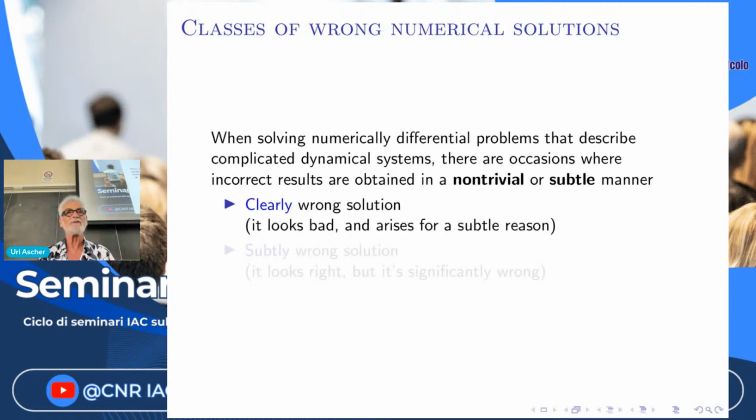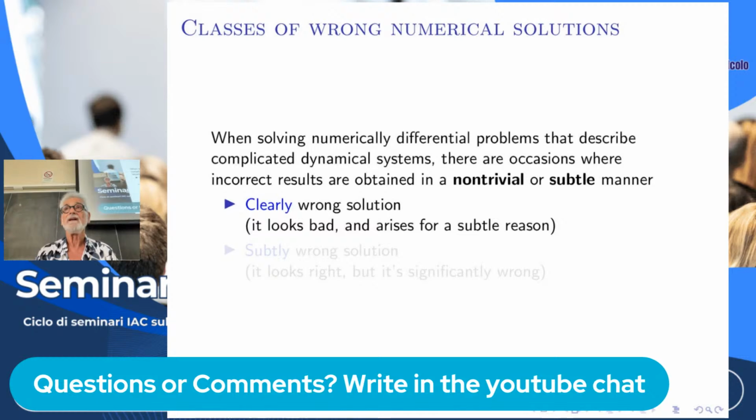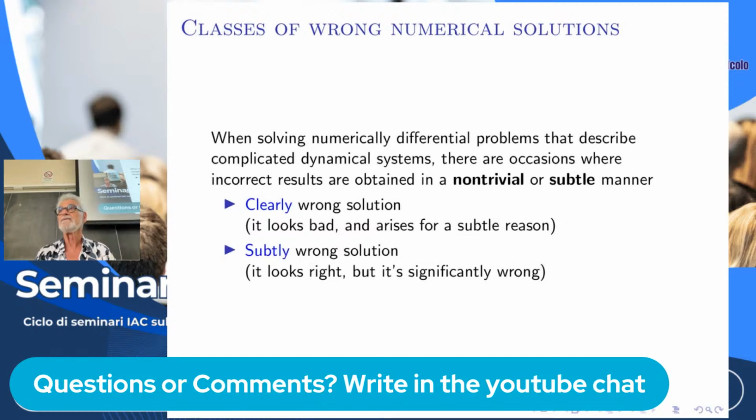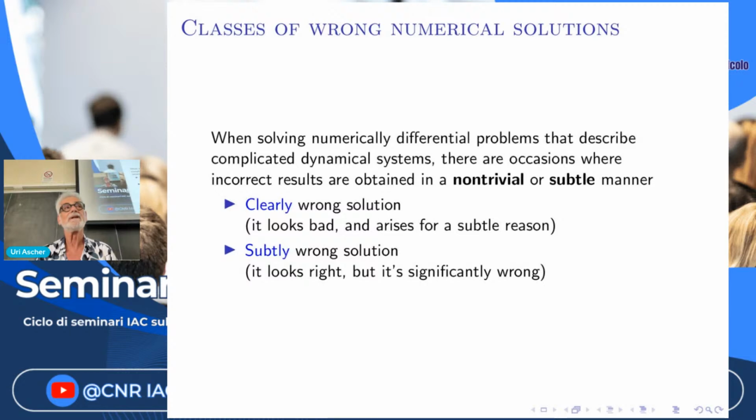So I'm looking at subtle reasons for computations that come out wrong. And there are 2 types of wrong solutions that are subtle. One that is obvious. Once you have it, you know it's wrong. Maybe it blew up or something like this, or looks completely unphysical. And the other one, even more dangerous: it looks okay, but it is still wrong. In this case, we may not even know that it is wrong.